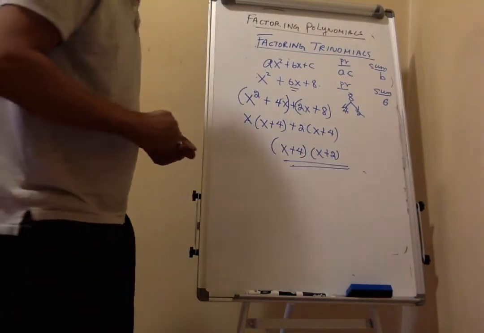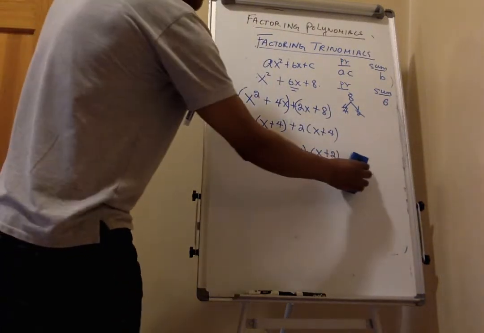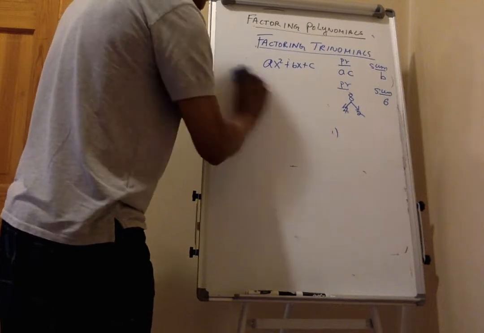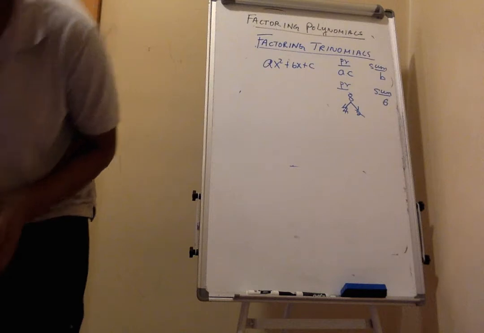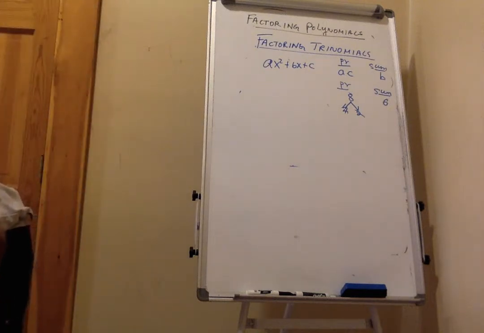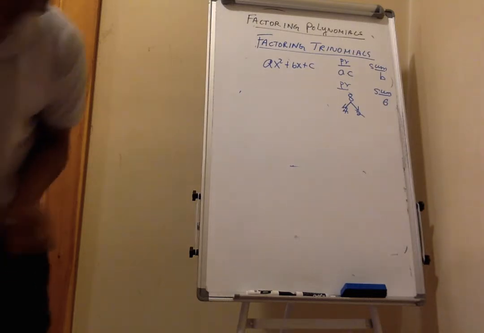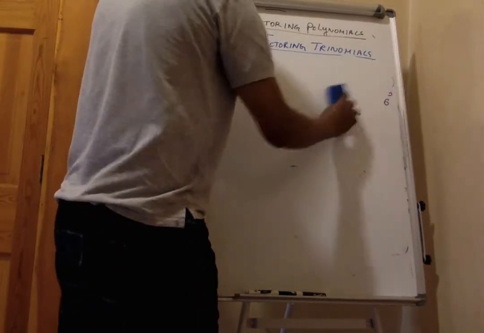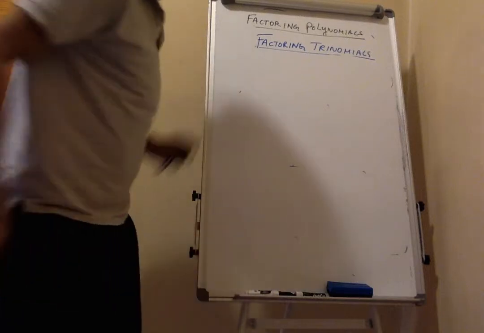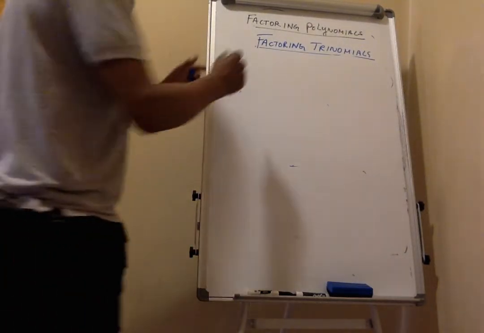We can do that by grouping, or you can simply go ahead and once you find the factors, you can write them. But you have to be careful. If a is a number other than 1, then we have to be very cautious. Okay, so probably I should do an example, just to make sure that we understood the concept.